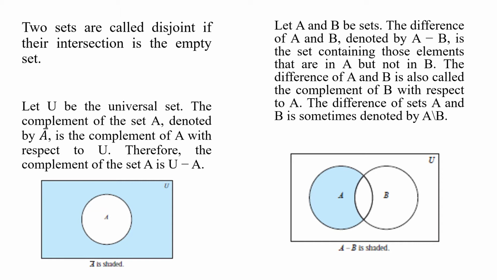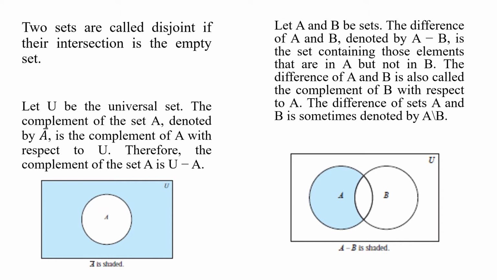And each element that is in both A and B exactly twice. Thus, if the number of elements that are in both A and B is subtracted from the absolute value of A plus the absolute value of B, the elements in A intersect B will be counted only once. So the generalization of this result to unions of an arbitrary number of sets is called the principle of inclusion-exclusion. The principle of inclusion-exclusion is an important technique used in enumeration.